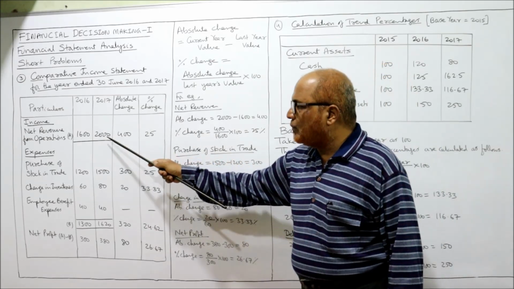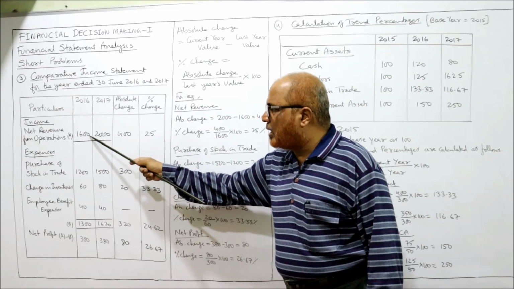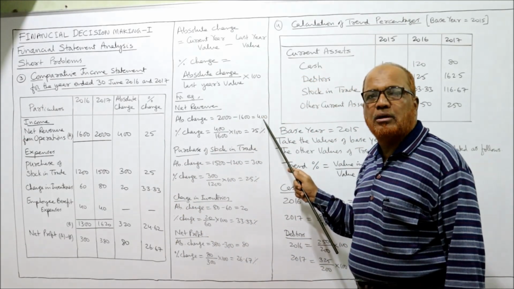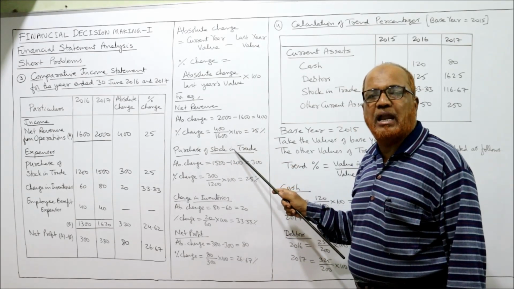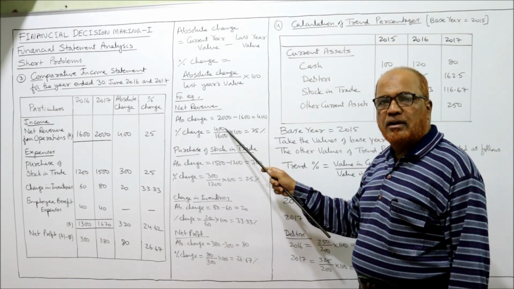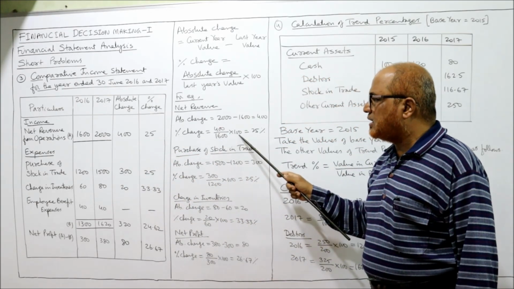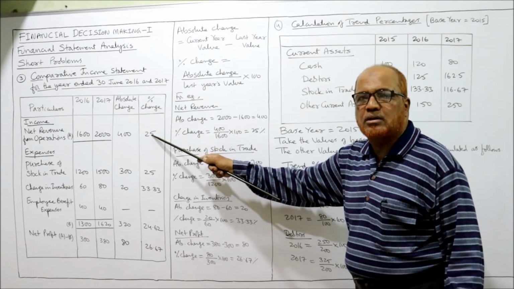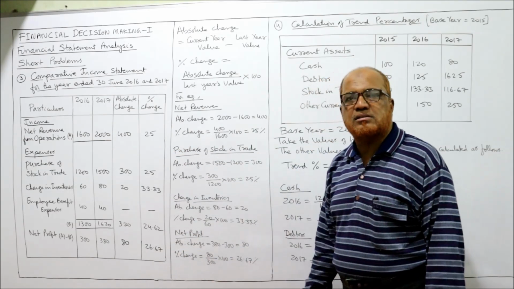What is the current year value? 2000. What is the last year value? 1600. So 2000 minus 1600 is 400, which is the absolute change. Now percentage change is equal to absolute change divided by last year value into 100. Absolute change is 400, last year value is 1600. So 400 by 1600 into 100 is 25%. This 25% is the percentage change. That's all. The same procedure we have to adopt for all these items.